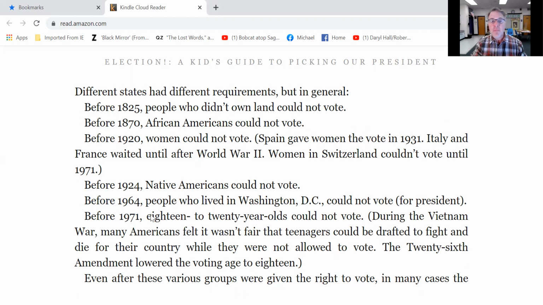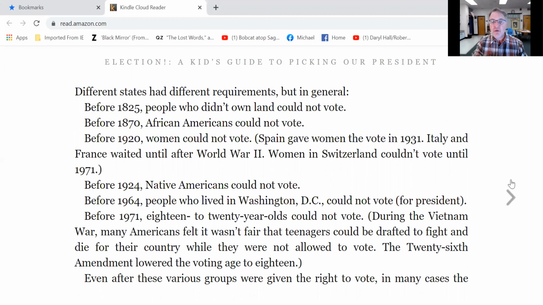Before 1964, people who lived in Washington, D.C. could not vote for president. Before 1971, 18 to 20-year-olds could not vote. During the Vietnam War, many felt that it wasn't fair that teenagers could be drafted to fight and die for their country while they were not allowed to vote. The 26th Amendment lowered the age to 18.